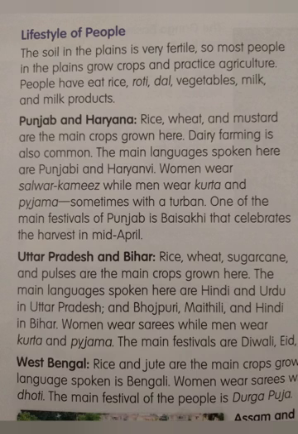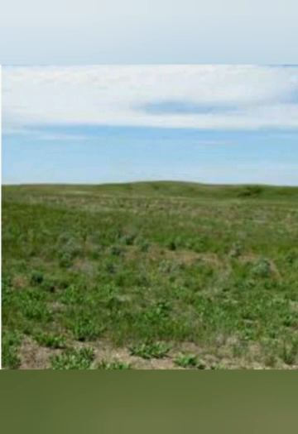Uttar Pradesh and Bihar: Rice, wheat, sugarcane, and pulses are the main crops grown here. The main languages spoken here are Hindi and Urdu in Uttar Pradesh, and Bhojpuri, Maithili, and Hindi in Bihar. Women wear saris while men wear kurta and pajama. The main festivals are Diwali, Eid, and Holi. West Bengal: Rice and jute are the main crops grown here. The main language spoken is Bengali. Women wear saris while men wear kurta and dhoti. The main festival of the people is Durga Puja.